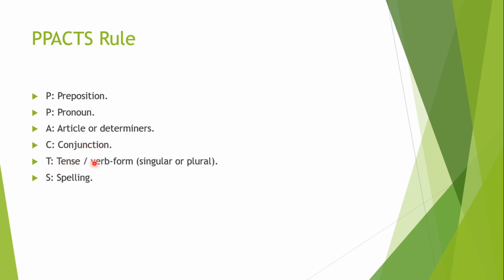Tense you should remember it, that correct form of the verb you have to find use, that whether it is singular or plural. And you have to check the spelling also. Sometimes the spellings are also wrong in that passage, that you have to do the correction. So you have to follow the PPAX rule, that is you have to remember while correcting the passage. Preposition you have to check for preposition, pronoun, articles, conjunction, tenses, spellings. All these things you have to check in the given passage.